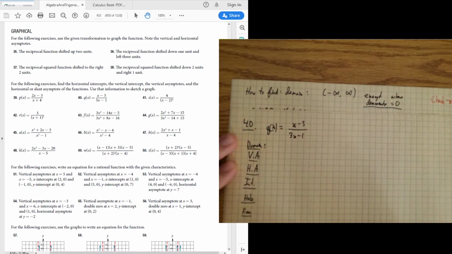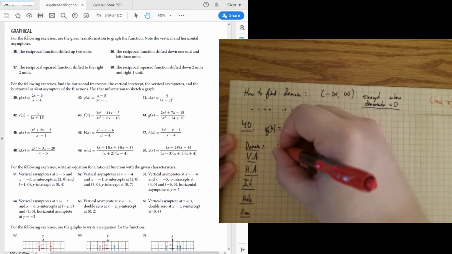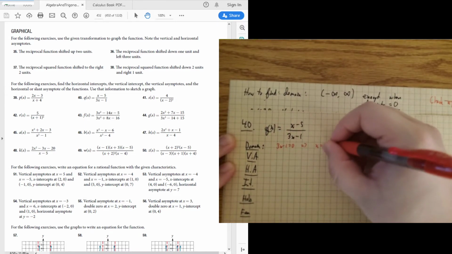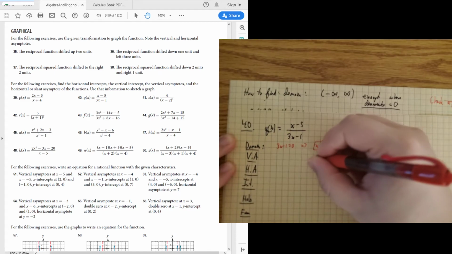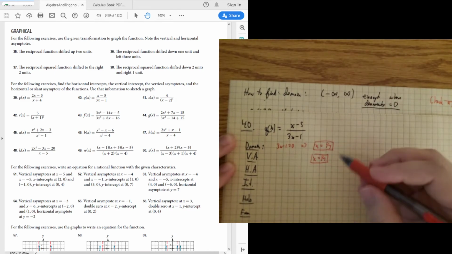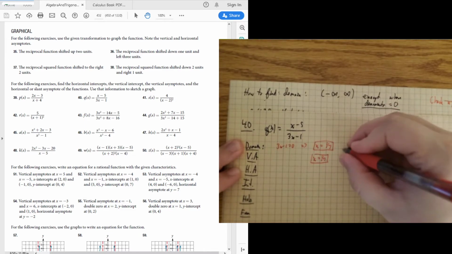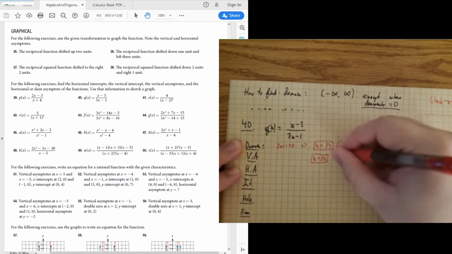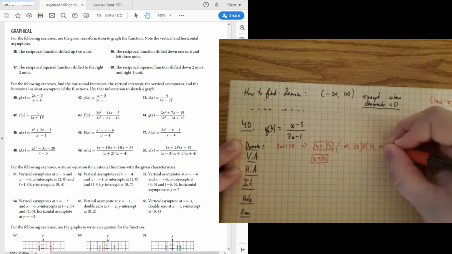I'm going to go quick through this because we've already done a couple of examples using it. The domain. That's when the denominator, 3x minus 1, equals 0, which occurs when x equals 1/3. So this is my vertical asymptote, x equals 1/3. Okay. So that means my domain would be from negative infinity to 1/3, and from 1/3 to infinity.